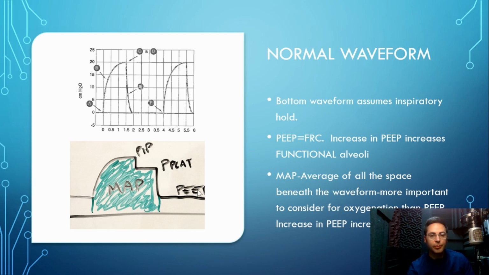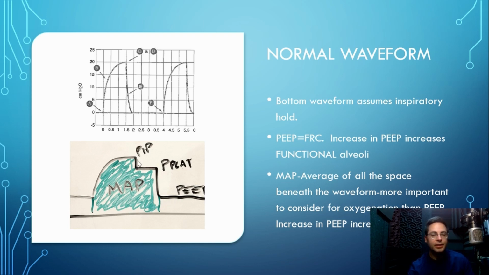So on this waveform, we have PEEP represented. And the PEEP is important. If our PEEP is optimal, this also represents our FRC, our functional recruited alveoli. Peak pressure is represented up here. And assuming an inspiratory hold maneuver is taking place, we have this, which represents our plateau pressure, and then a gradual descent to our PEEP.